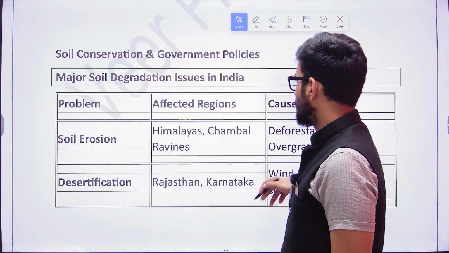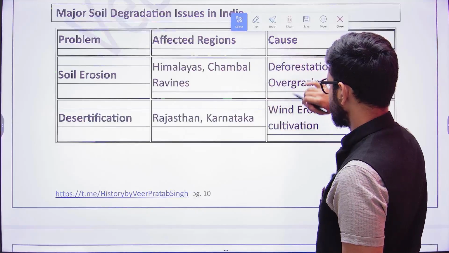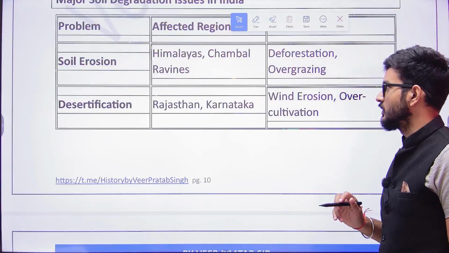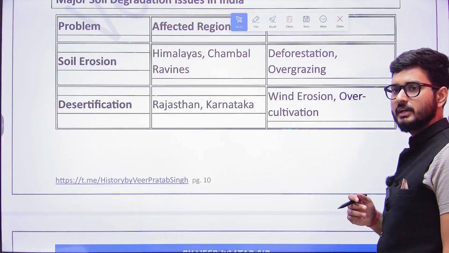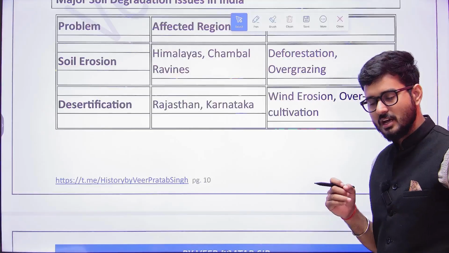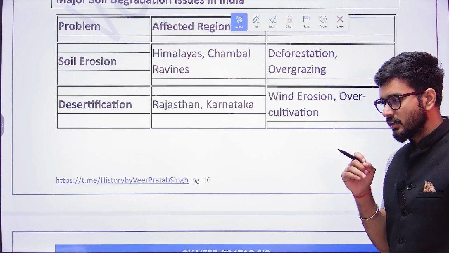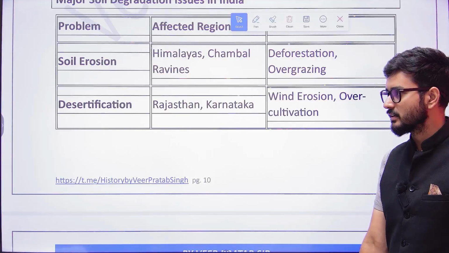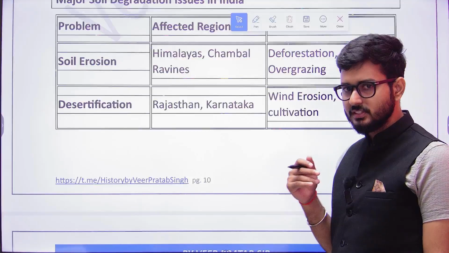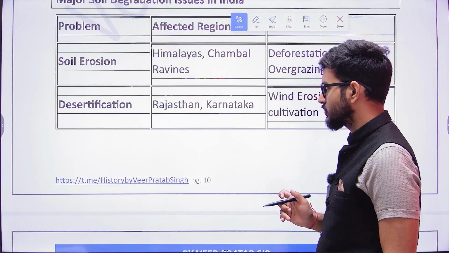What is the problem that we are having in which areas and what is the cause? Soil erosion is happening because of deforestation and overgrazing. Soil erosion means the topmost layer of the surface of the earth, which has a lot of nutrients and the capability of growing the flora, is being removed. That is because of deforestation and overgrazing, which means a lot of animals are being grazed on it. Because of them walking over the soil, the soils are getting destroyed.